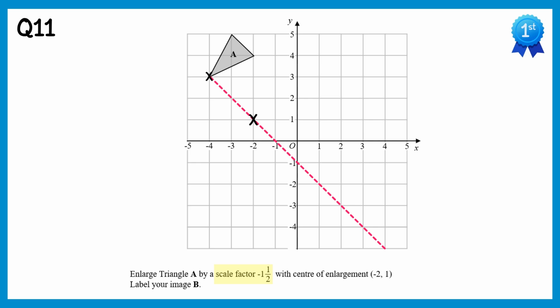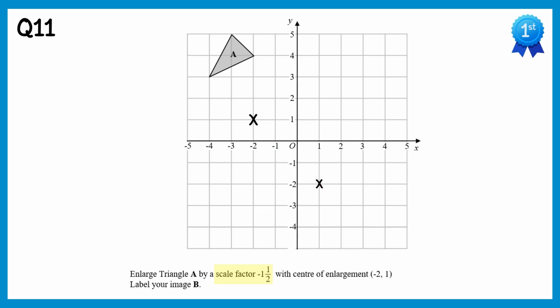Well, to get from our point on the shape to the centre of enlargement, you go across 2 squares and down 2 squares. Since we've got a scale factor of negative 1.5, we need to do this once more, and then a half again. So if we go across 2 and down 2, and then across a half of that, so across 1 and down 1, we end up at this point here.